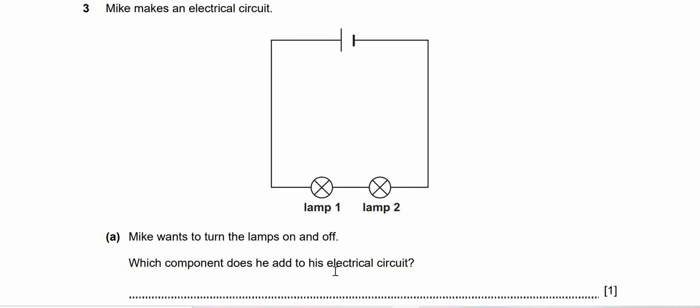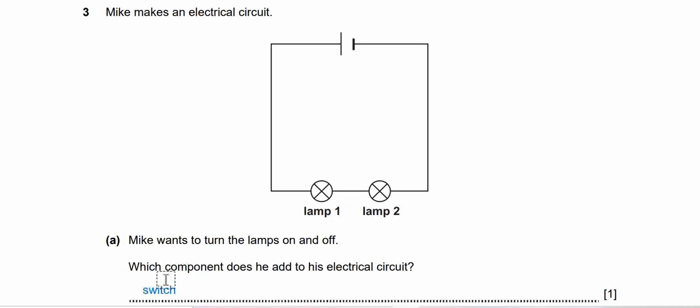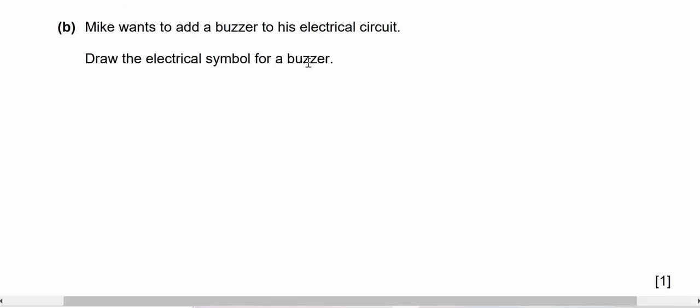10, 9, 8, 7, 6, 5, 4, 3, 2, 1. Alright, let's open up the answer. Okay, it's a switch. So Mike can turn the lamps on and off. Let's move on. 3b. For 3b, Mike wants to add a buzzer to his electrical circuit. Draw the electrical symbol for a buzzer. Alright, 10 seconds from now.